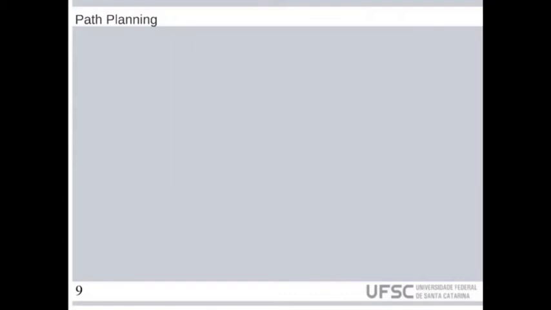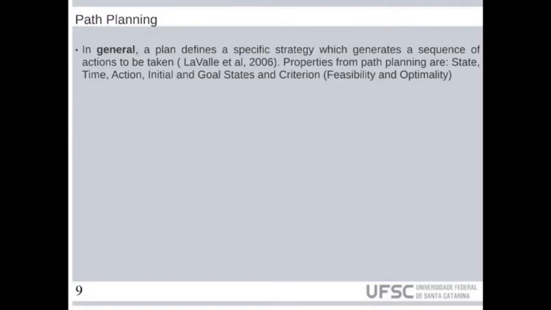What's path planning? There are a lot of definitions for path planning, and they are not very short. There are a lot of different interpretations, but usually path planning is defined by some properties such as state, time, action, initial and goal states, and a criterion that is how feasible the path is. If it is feasible, and the optimality of the path, it can find a goal or not.